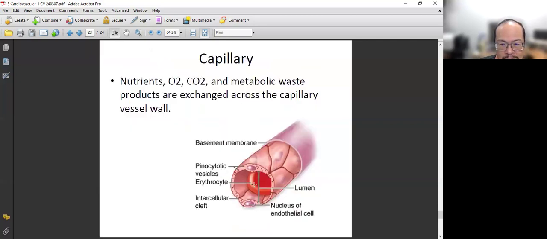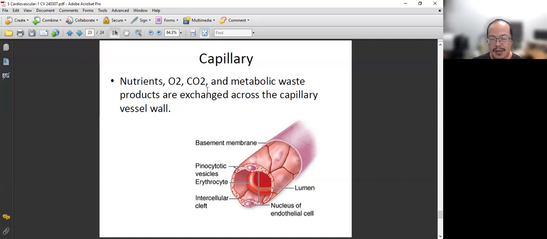Let me show you the picture here. You don't see smooth muscle. You have these endothelial cells. These cells are attached to the basement membrane. It's an extracellular sheath, and the cells are attached to it so they have something to hold on to, but it's very thin. It's only a single layer. The capillary is so thin that it can only allow single red blood cells to go through.